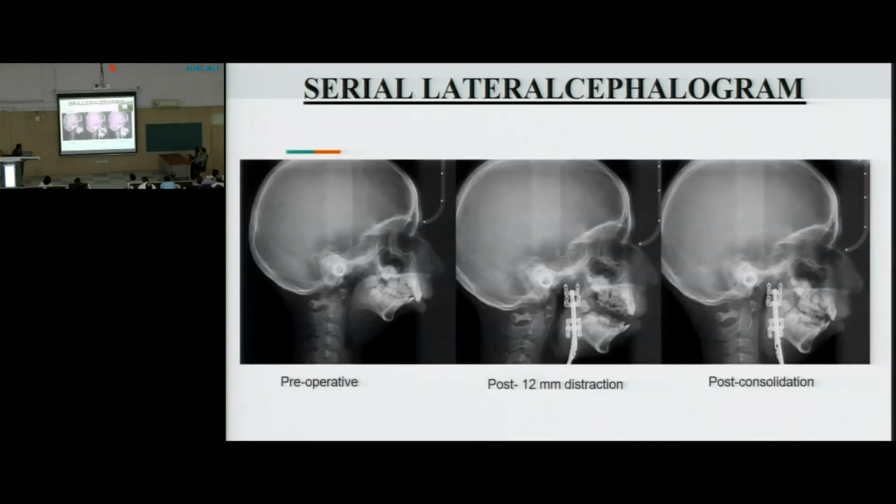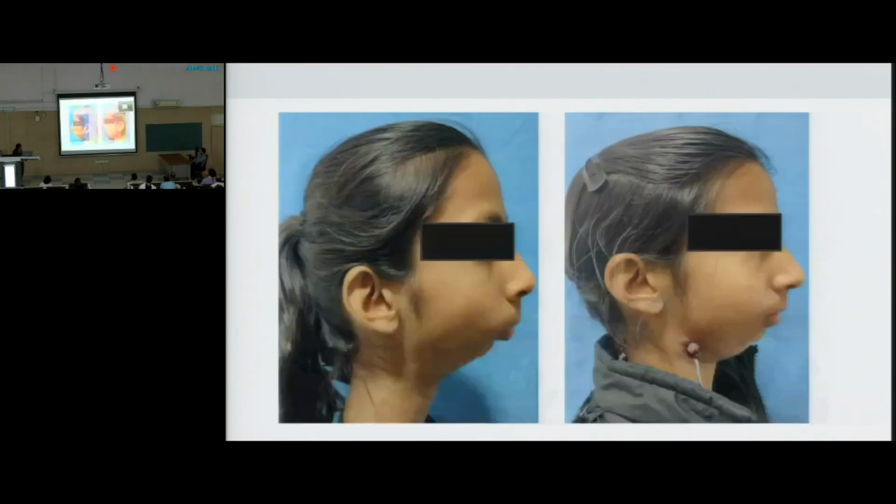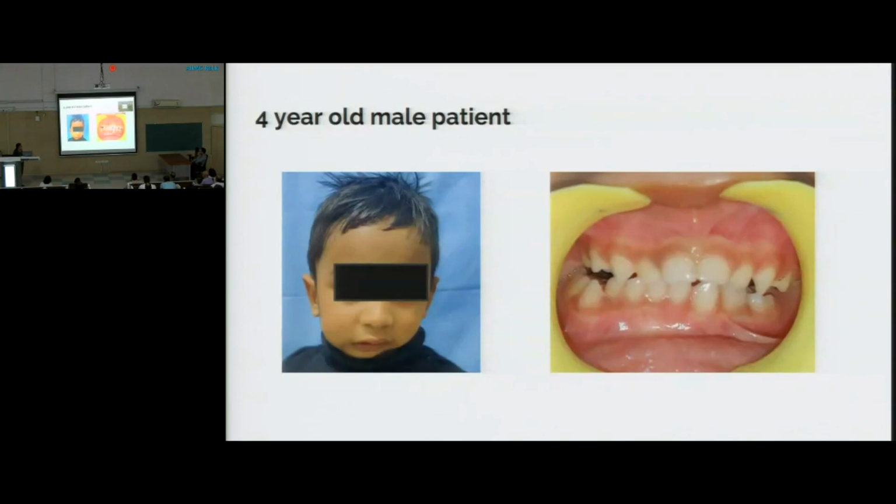Again, if we see here, we could see the mandible has come forward and also the pharyngeal airway space has improved much better. And this is the serial pre-operative and pre-distractor removal photograph of the patient. And the patient is currently under follow-up, both patients are undergoing orthodontic treatment to make minor occlusal changes also.